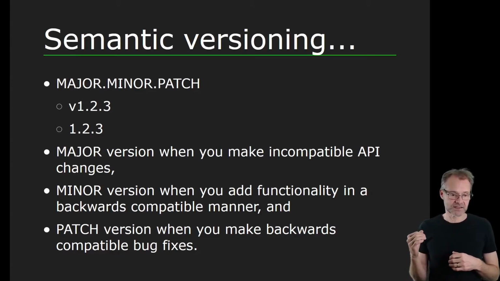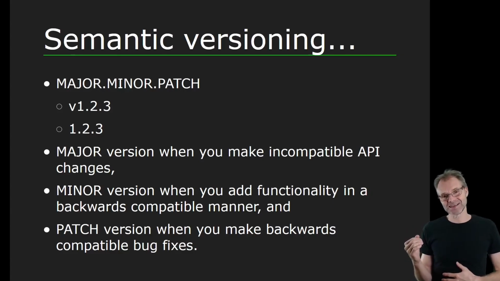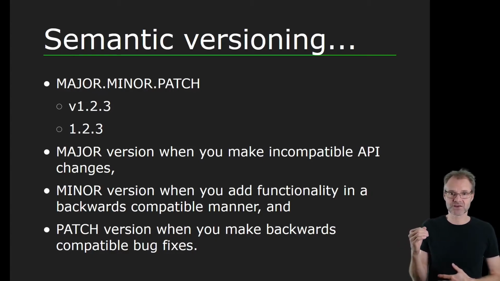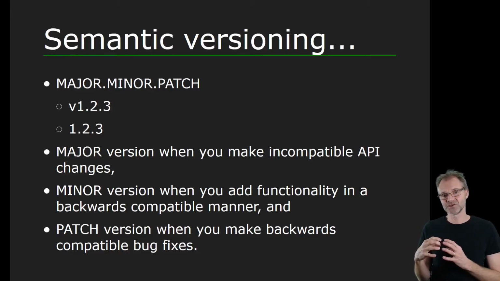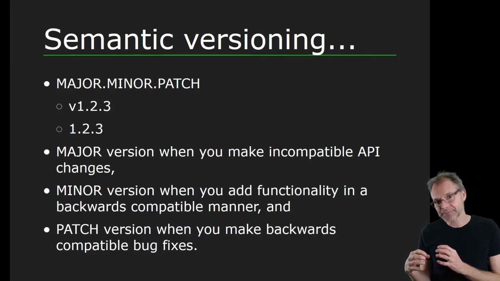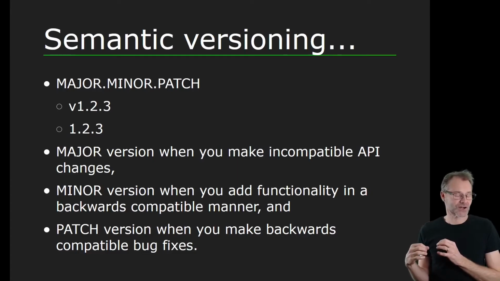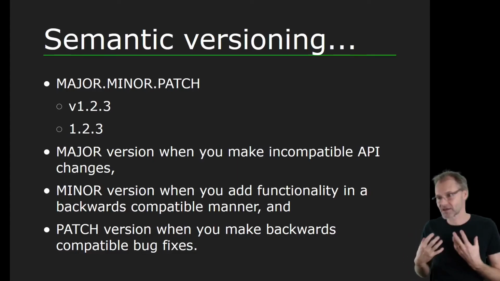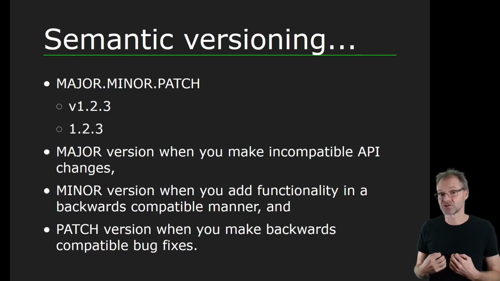When I change the second figure, so 1.2, 1.3, 1.4, 1.5, that is a minor version, and I'm adding functionality. I'm adding features to the code base, but I do not mess with the backward compatibility. It is still backward compatible, so I can basically upgrade without risking that my system should break down. That is the basic intention.